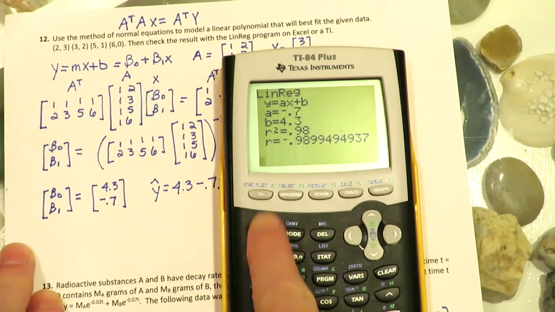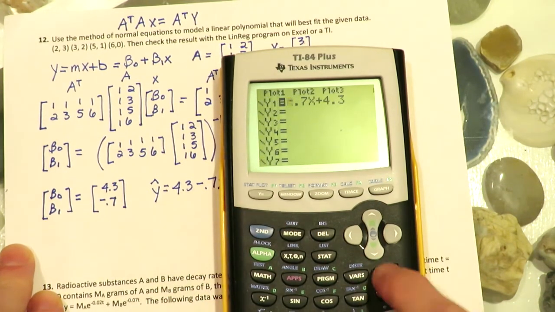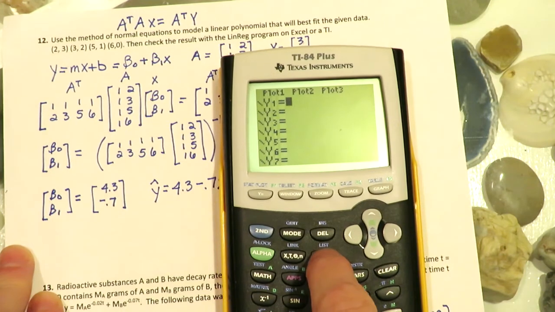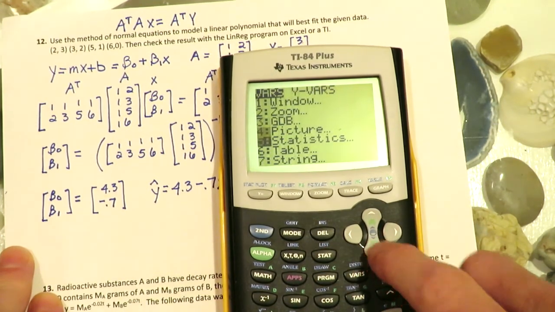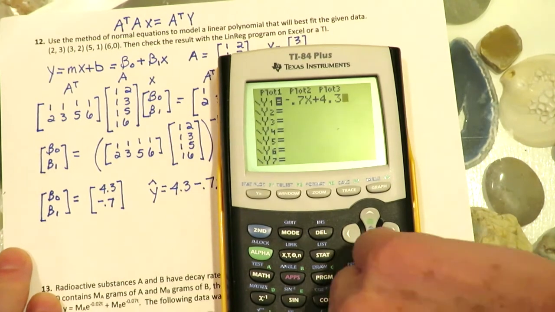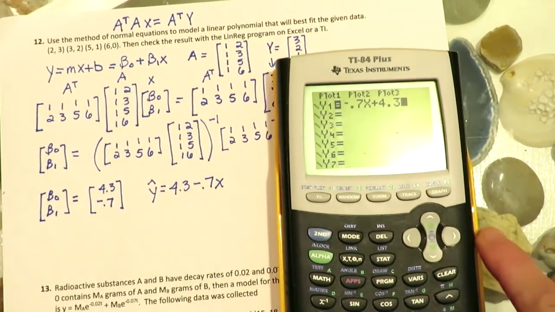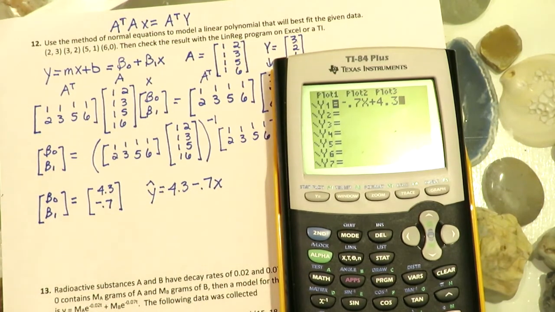And also you could notice that if you go to y equals and you hit vars, and then you go down to statistics and go over to equation, it pieces that together. So notice the linear regression program on the calculator gave me the same thing as my normal equations.